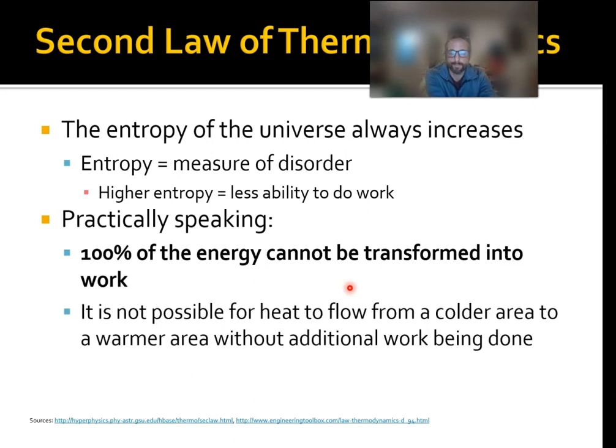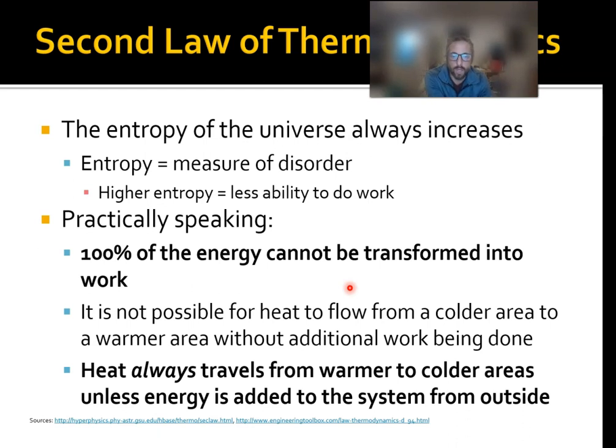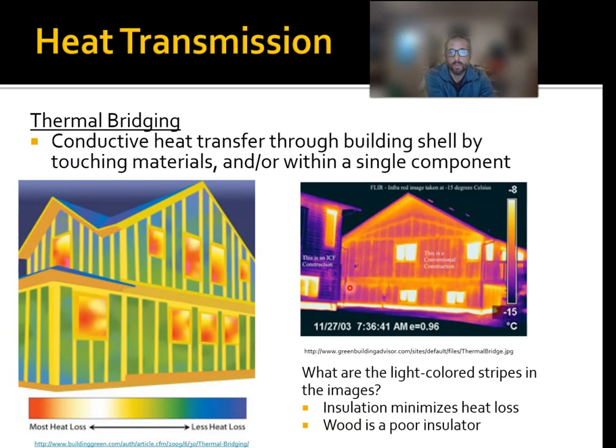The second thing is that heat always travels from warmer to colder areas unless energy is added. So for our purposes, heat will always travel from warmer to colder areas. Okay, so those are the two implications of the second law. And so in terms of the heat flow, that is really important because heat is going to flow from the warmer areas to the colder areas, and it's going to happen. So all you can do is limit that heat transfer. And so that's why we use insulation, because it helps limit that heat transfer. And insulation helps prevent heat flow.